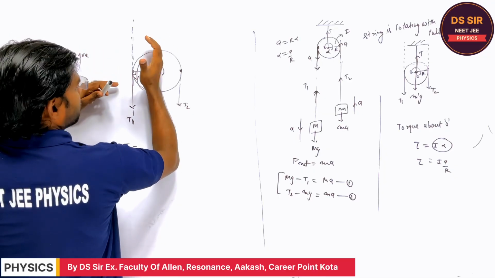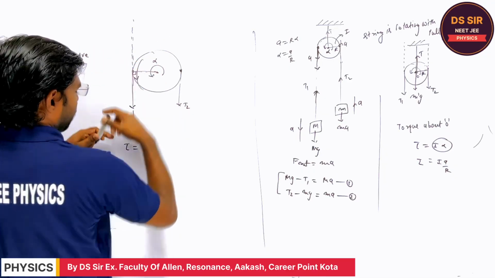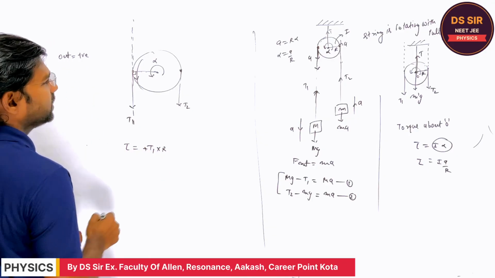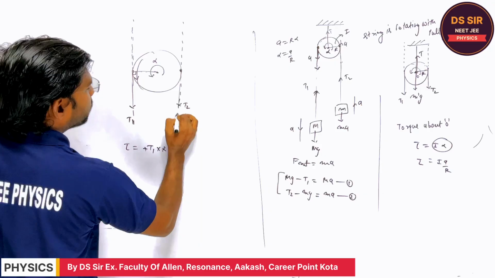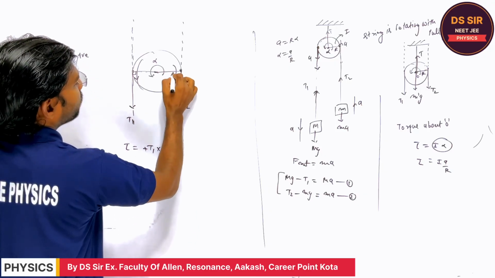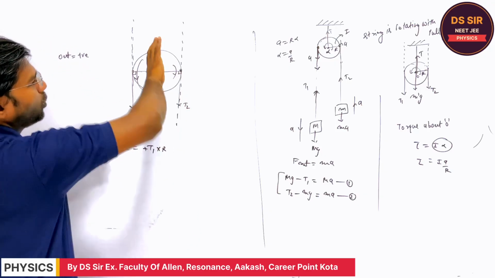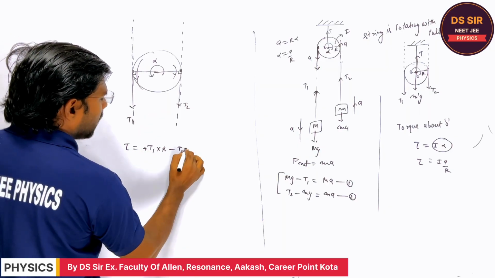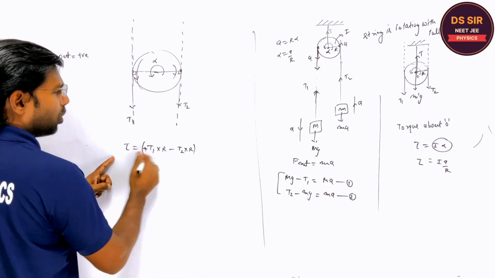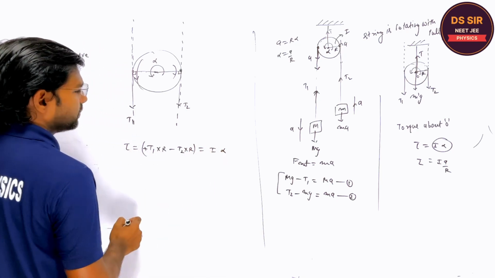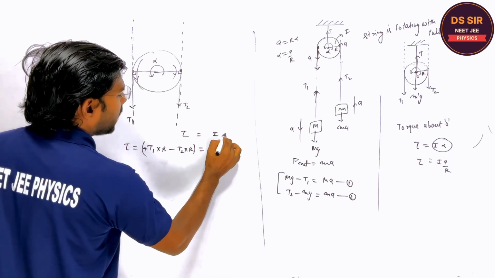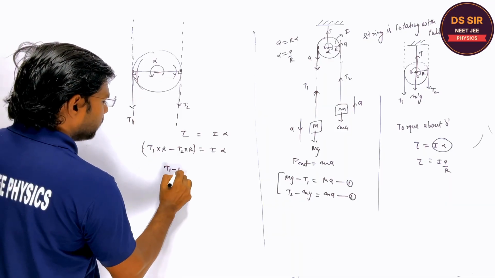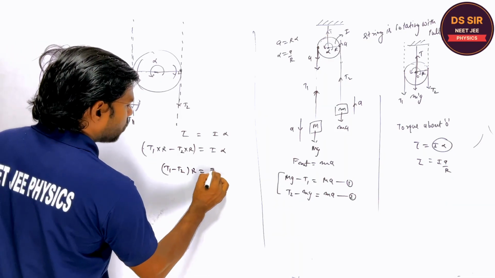The T1 torque is along the angular acceleration alpha, T1 into R, therefore it is taken with positive sign, while the torque of T2 is opposite to the direction of alpha. So that is why minus T2 into R you have to take. And net torque is equal to I into alpha. Is it clear or not? So (T1 minus T2) into R is equal to I into alpha.